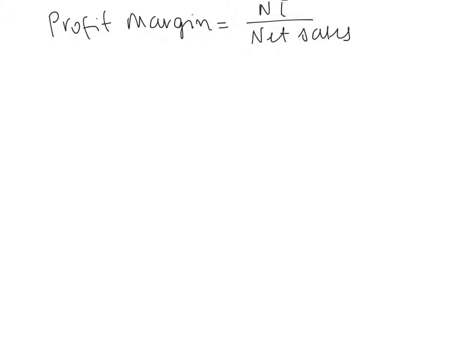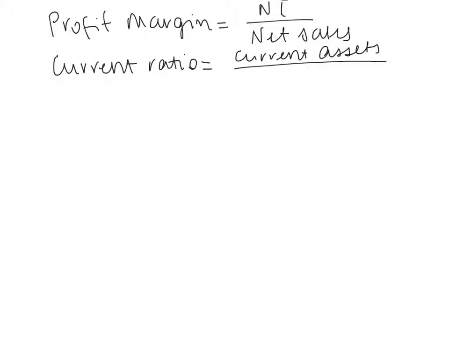The other ratio is the current ratio, and this ratio is determined as our current assets divided by current liabilities. And this ratio reflects a company's ability to meet its current obligations using current assets.